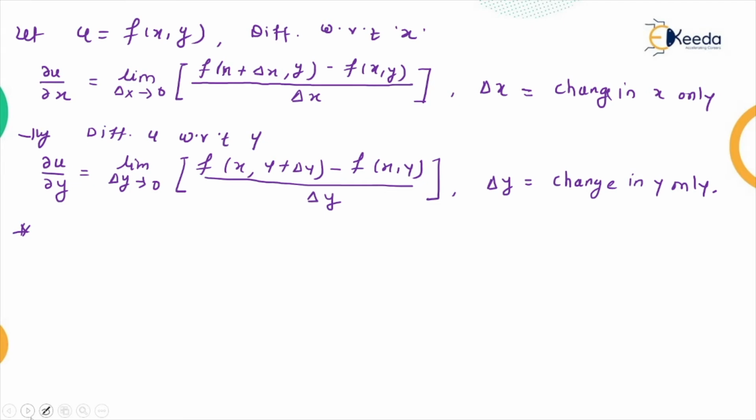I also wanted to discuss what is the geometrical meaning of partial differentiation. So I am writing here: geometrical interpretation.